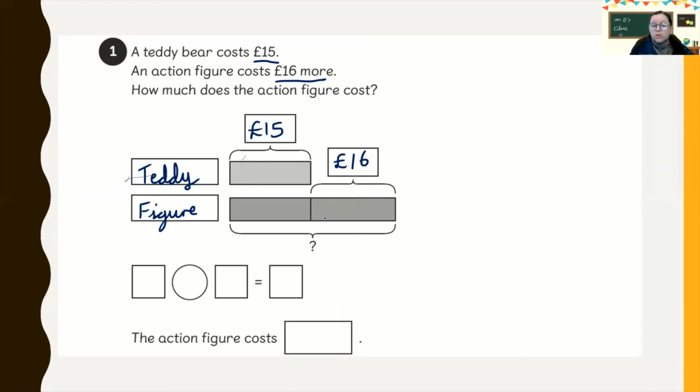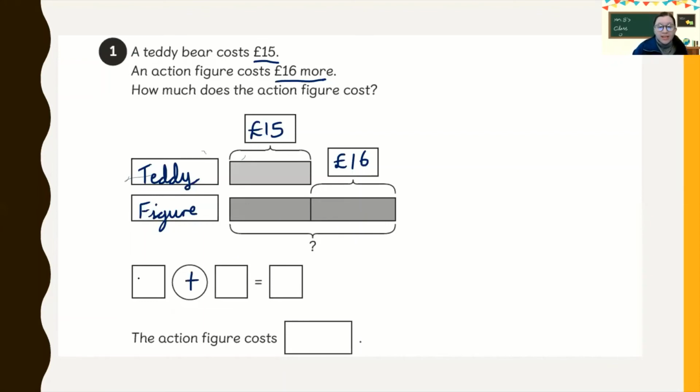So what you need to do is find the whole thing here, how much the action figure costs, because it costs more. So are you going to be adding or subtracting? If it costs more, have a think and then try and solve this on your own. It would be great if you could draw this bar model as well, especially if you have a ruler at home. Pause the video and do that now. Okay, so what did you come up with? Did you add or did you subtract? So we're finding the whole thing.